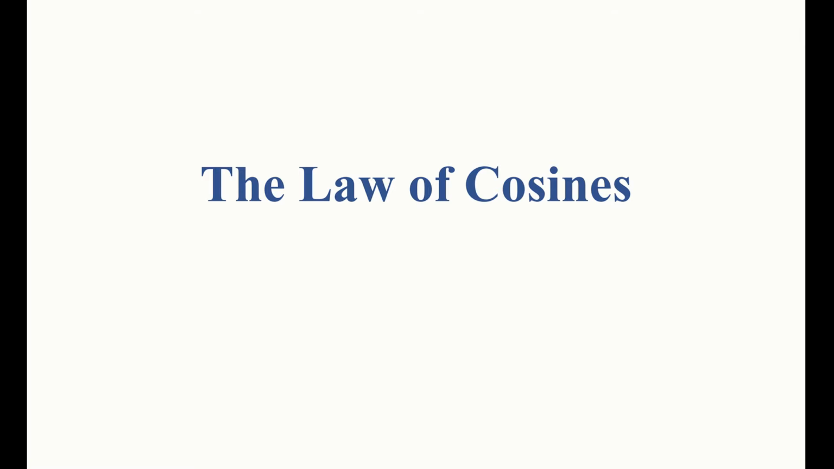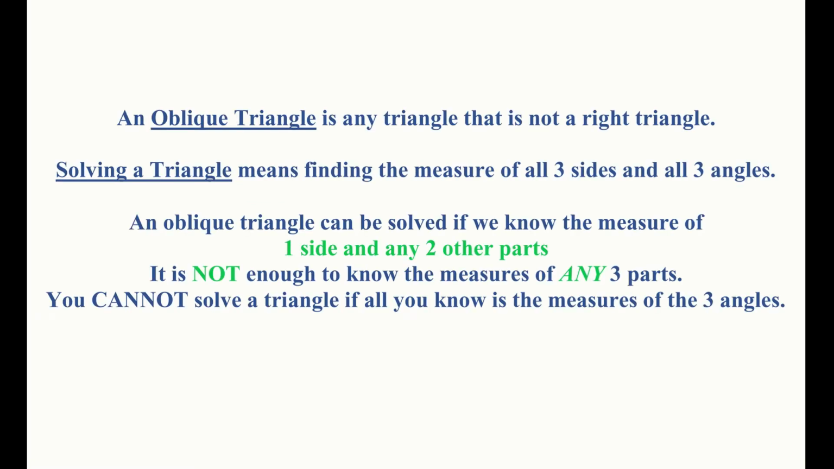We're going to wrap things up with the law of cosines, which is another one of the laws that allows us to solve oblique triangles, that is, triangles that are not right triangles. As I mentioned, recall that an oblique triangle is any triangle that is not a right triangle. And what we mean by solving a triangle, of course, is to find all three sides and all three angles.